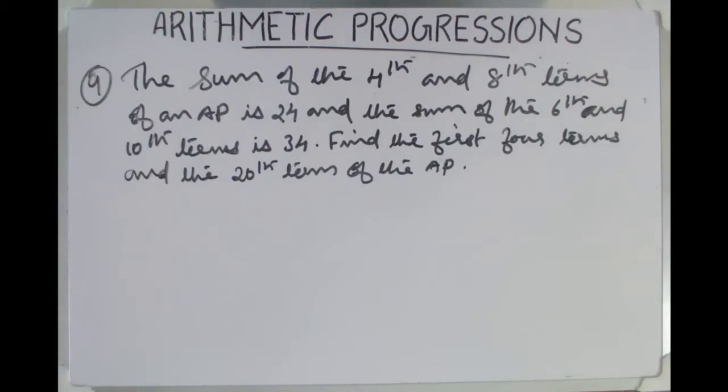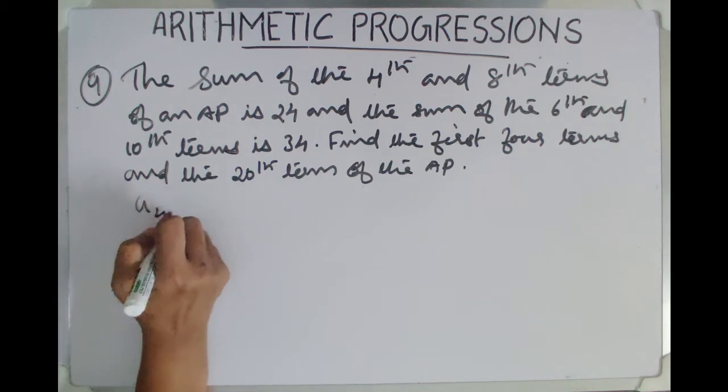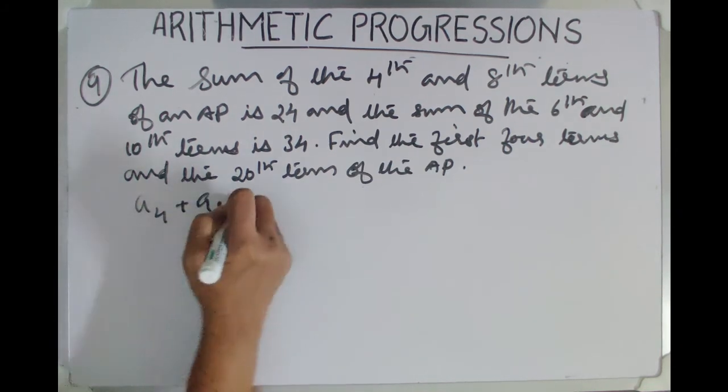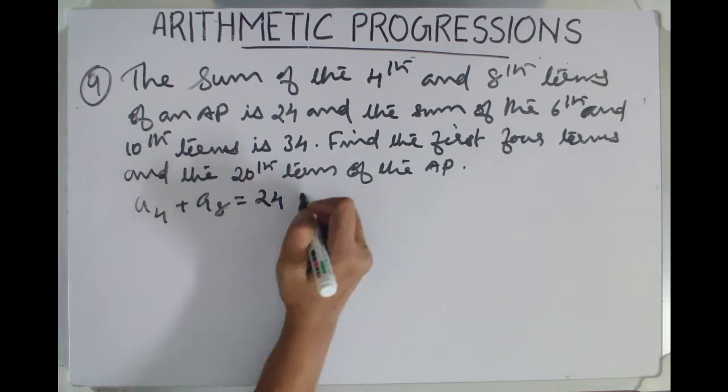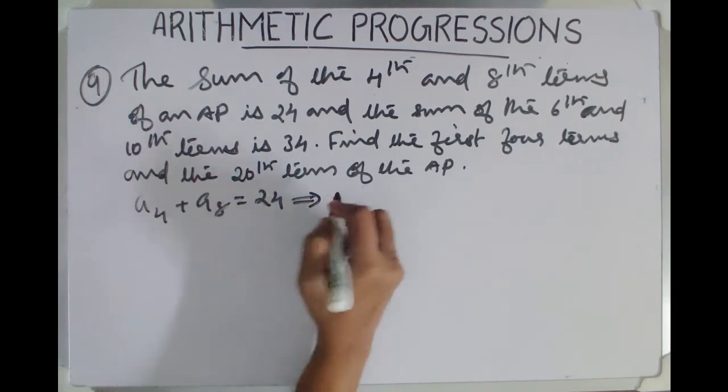Next question. The sum of the 4th and 8th terms of an AP is 24 and the sum of the 6th and 10th terms is 34. Find the first 4 terms and the 20th term of the AP. Here it is given that the sum of the 4th and 8th terms is 24, that is A4 plus A8 equal to 24.